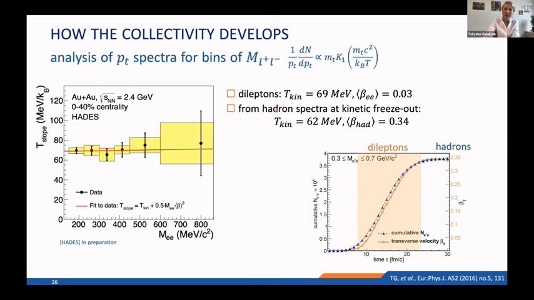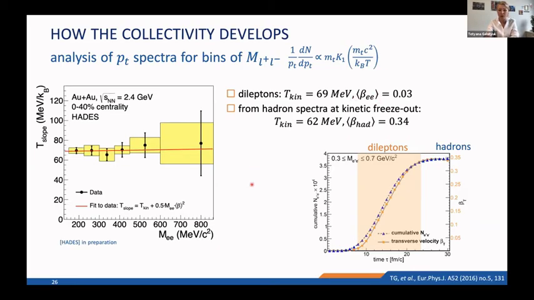For hadrons, we extract a temperature which is roughly 62 MeV with a quite substantial velocity of 0.34. And this type of measurement very nicely confirms the picture that dileptons are radiated from the early times of the fireball evolution, where the flow did not develop yet.